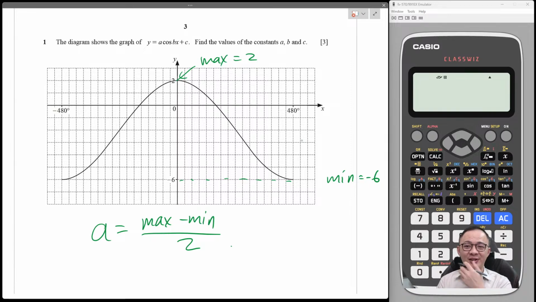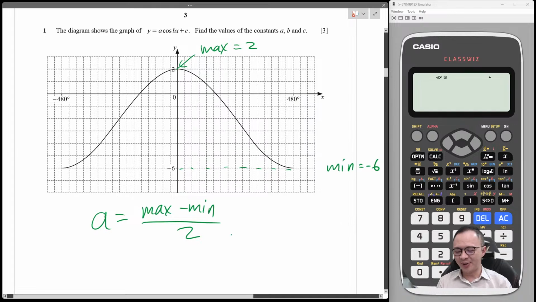Oh, it's tomorrow, isn't it, your paper? Oh, it's 6 and 9, is it? Okay, so yeah, you can just apply the formula.